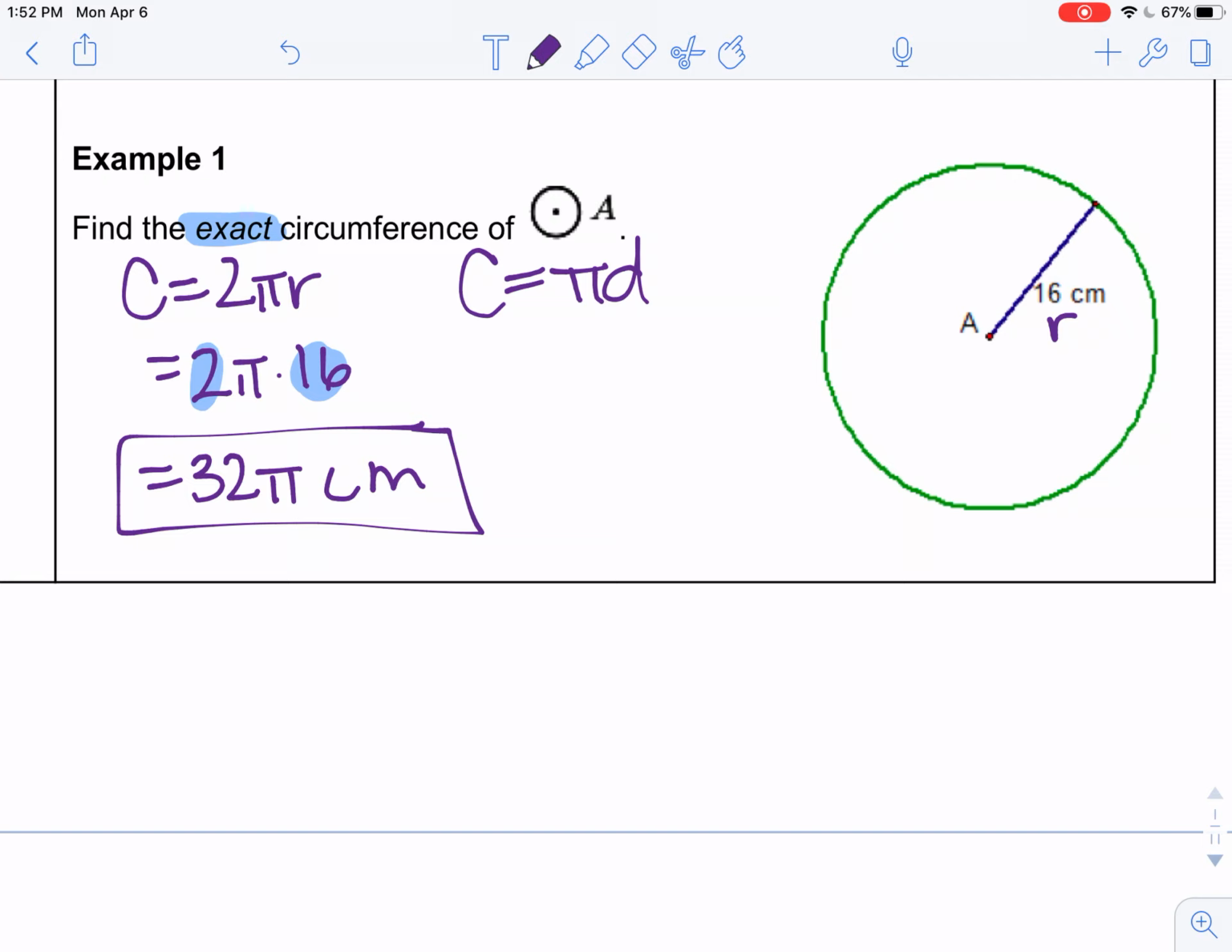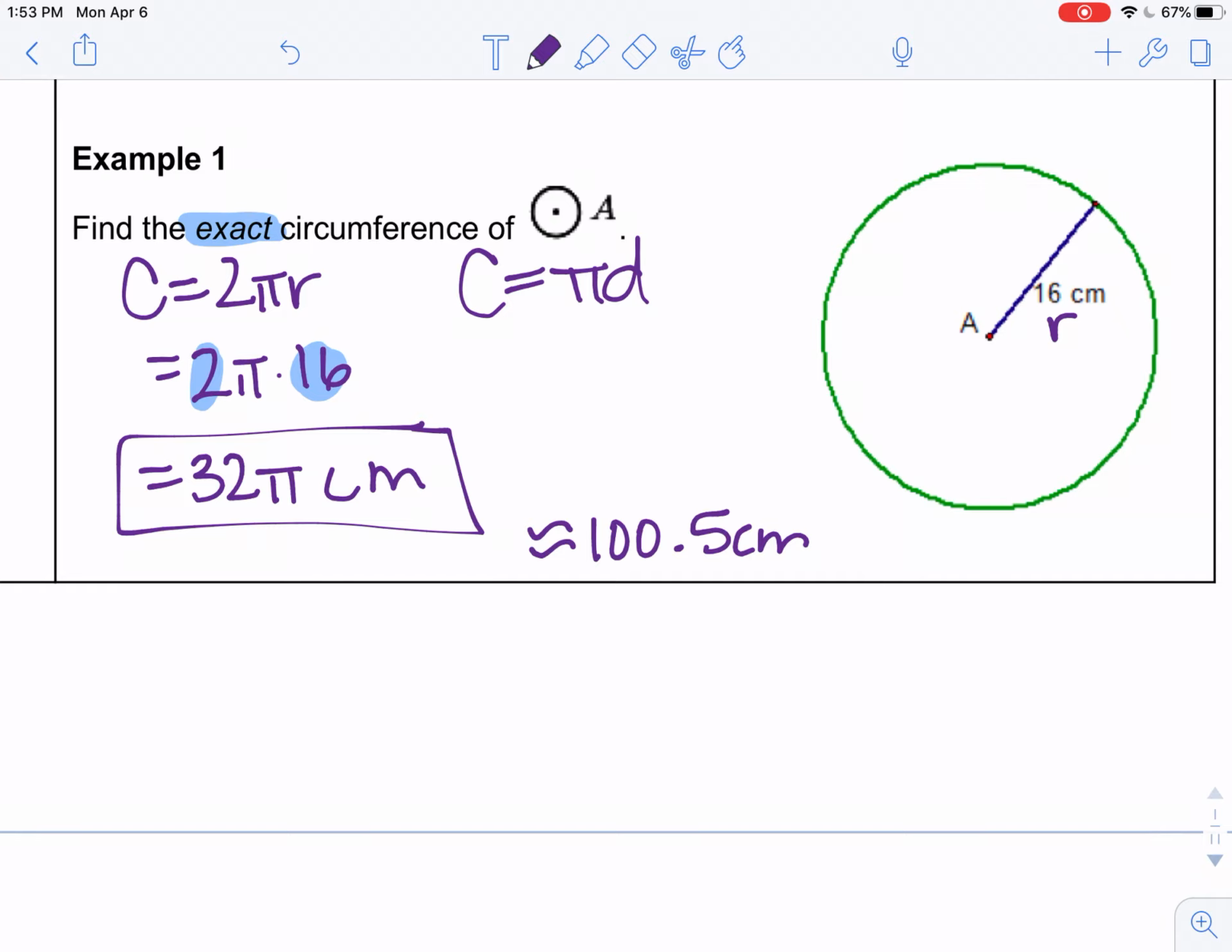Now this is something like you would see on a standardized ACT test. Typically those answers are going to be shown in exact form. If you wanted to get a rounded answer, because we know on Blackboard it's more difficult to type in pi there, if I typed in 32 times pi, my approximate answer would be about 100.5 centimeters. And I just get that by taking 32 times pi.